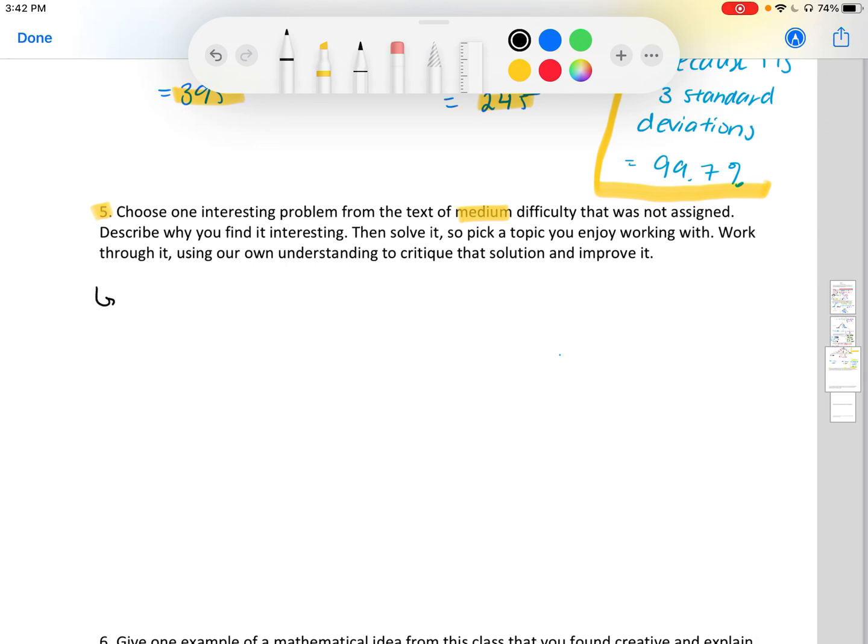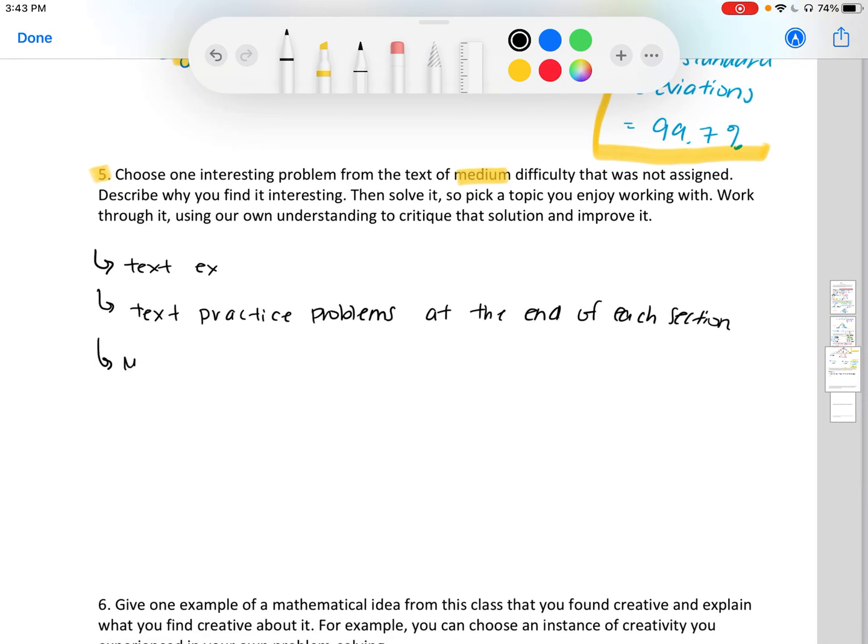So where can you find such questions? You can take a look from your textbook, take a look at some examples. You can take a look at the practice problems at the end of each section. You can also look at homework from your My Math Lab. Pick something of medium difficulty that you enjoy working with.